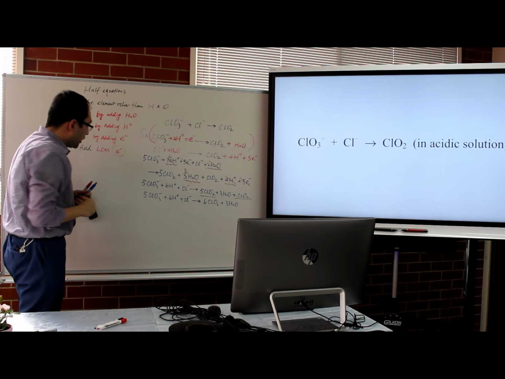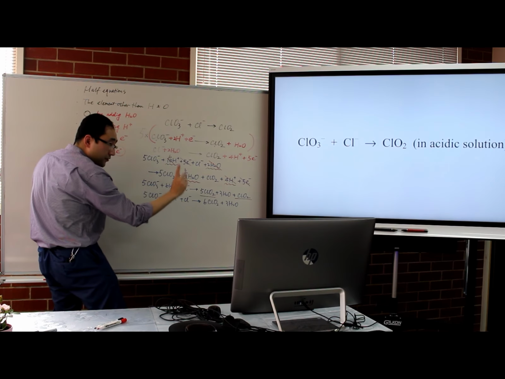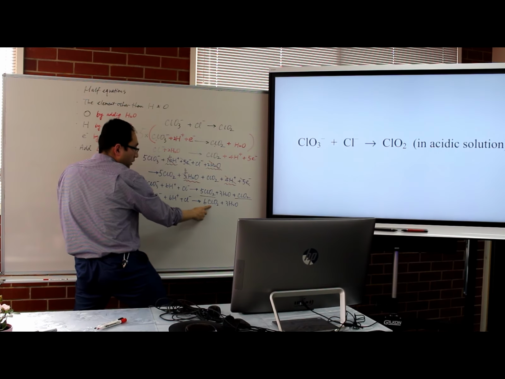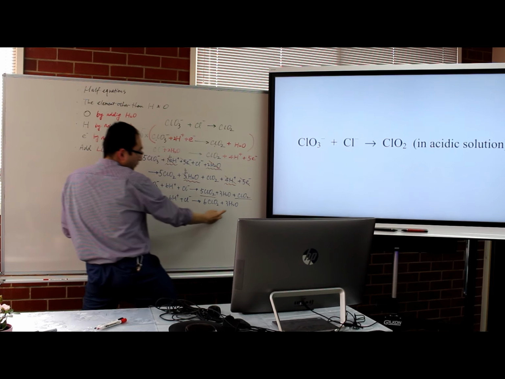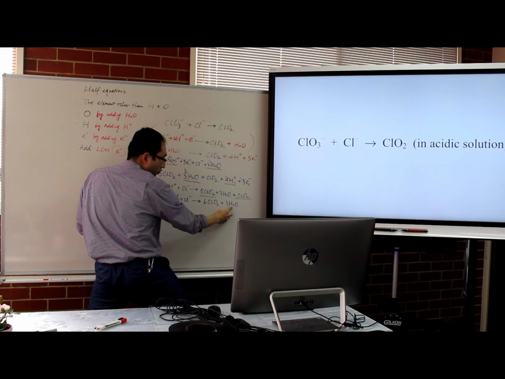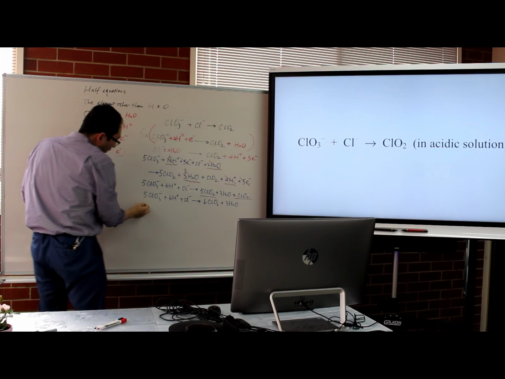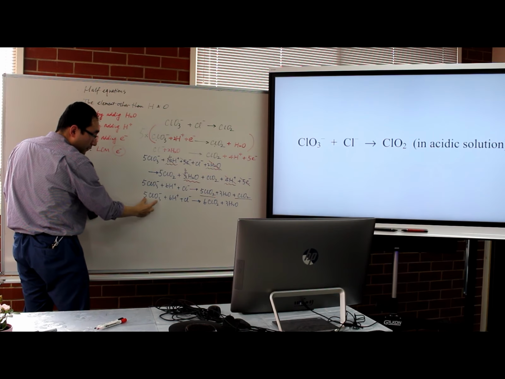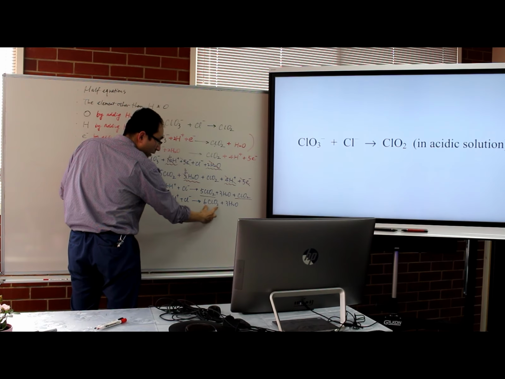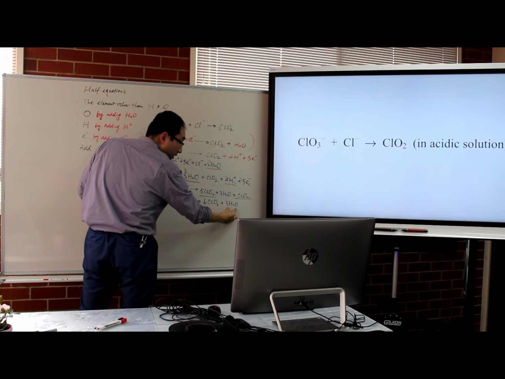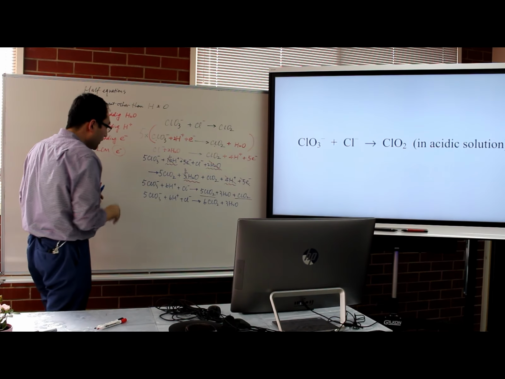Right, let's double check. We should have 5 chlorine plus 1 chlorine, 6 chlorine atoms. 6 chlorine atoms. Balanced, tick. 6H, 3 water molecules. Each water molecule has 2H. 6H over there as well. Alright, tick. How many oxygen do we have? 5 times 3, 15 in total. And on the right side, 6 times 2 is 12. 12 plus 3 is 15. We have 15 oxygen atoms on 2 sides, balanced.